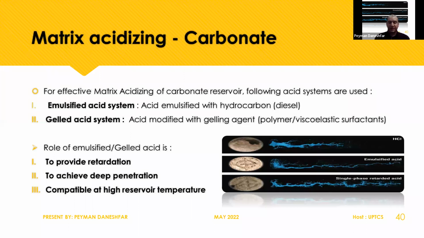So for effective matrix acidizing of the carbonate reservoir, we use the emulsified acid system, and another one, we use the gel acid system. Okay, why? Because we want to provide the retardation, because we want to achieve the deep penetration, because they're compatible at a high reservoir temperature.